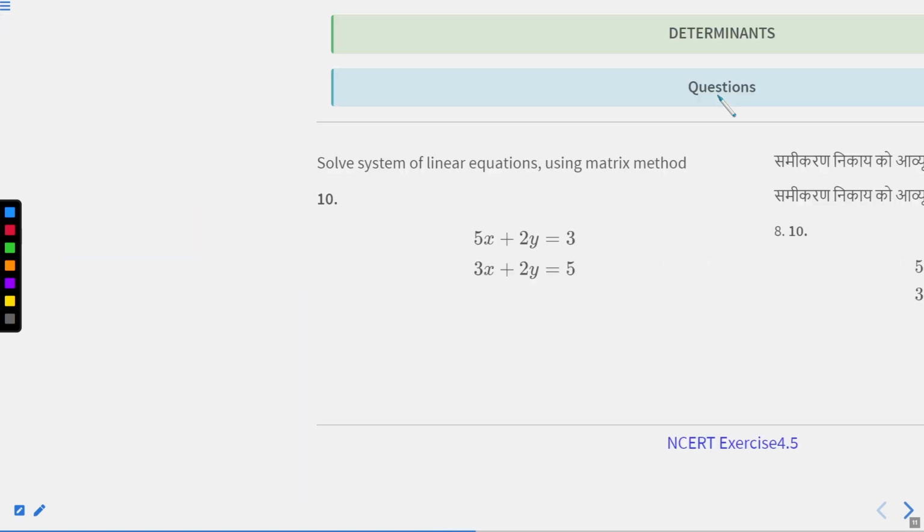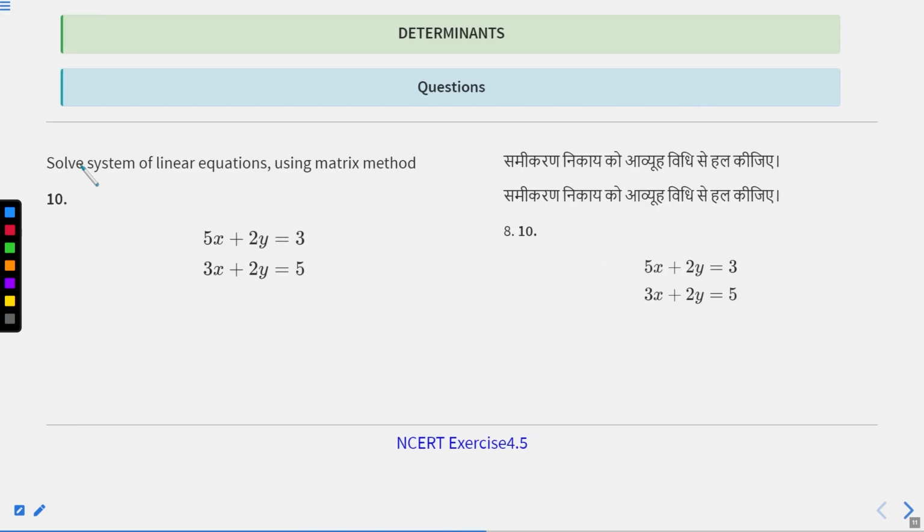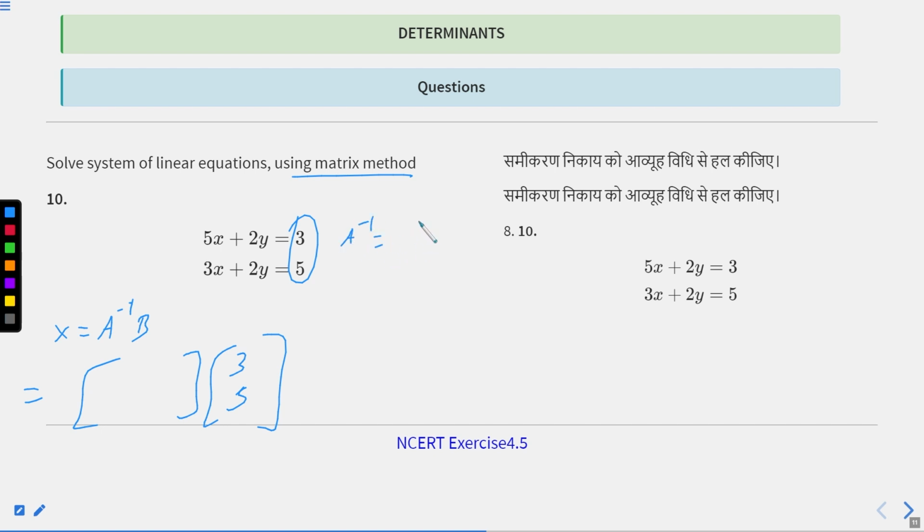Now the 10th problem, let me solve it for you using the matrix method. So quite simple. You all know that what we want, x is equal to A inverse B. A inverse is what we have to find. B we already know, 3 5, the right hand side column matrix. Now in order to find A inverse, I need determinant of A, I need adjoint of A.